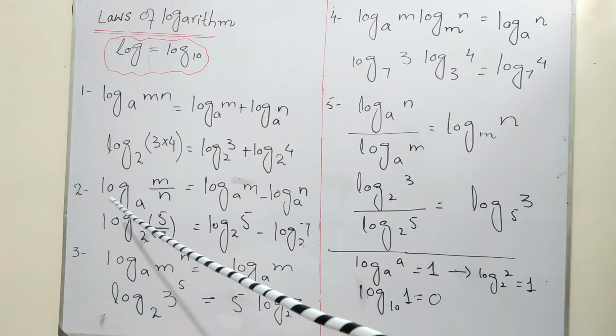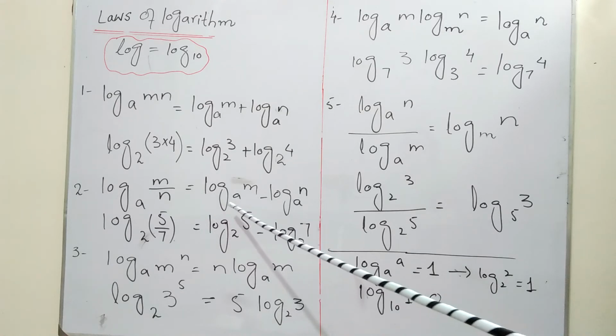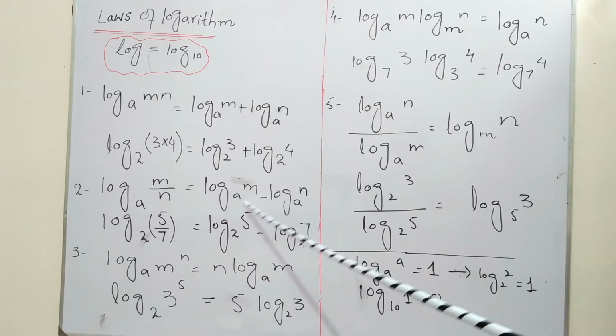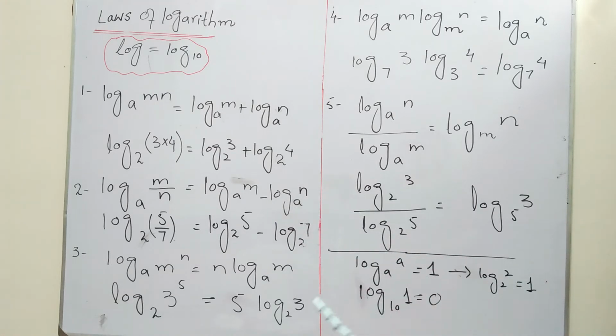Now second law, log of m by n with base a is equal to log of m with base a minus log of n with base a. That is, when two numbers are being divided in the log, when we apply the log it is distributed to both the numbers, and after application they will be subtracted. For example, log of 5 by 7 with base 2 is equal to log of 5 with base 2 minus log of 7 with base 2.